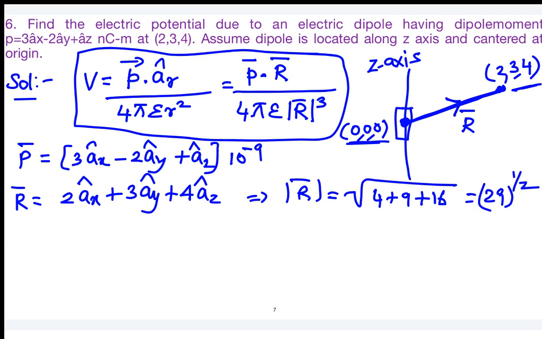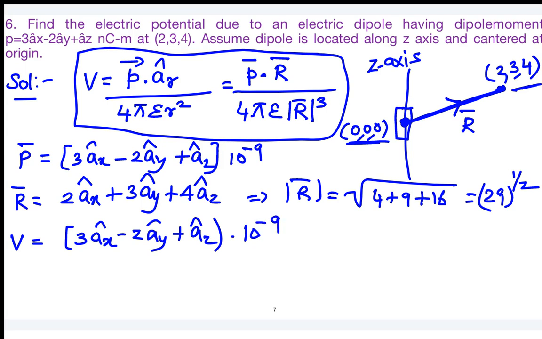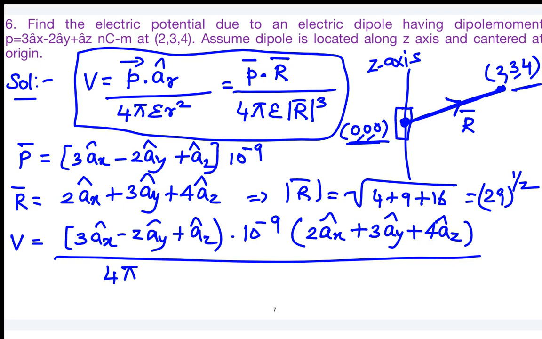So you can directly substitute in the potential equation. V is equal to the dipole moment, 3ax cap minus 2ay cap plus az cap, into 10 power minus 9, dotted with R bar, which is 2ax cap plus 3ay cap plus 4az cap, divided by 4 pi epsilon. You can consider epsilon as epsilon naught because the medium has not been mentioned, so assume free space permittivity. And mod R whole cube means 29 power 3 by 2. You can take time to simplify, and post the value in the group. Simplify it and tell me the answers.